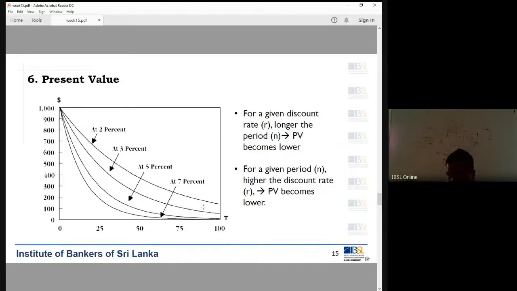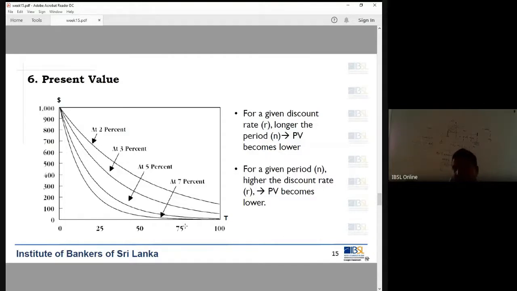On the other hand, for a given time period, let's say 50, the higher the discount rate, that means 2, 3, 5, and 7, so this is the highest rate, the lower the present value is going to be. So the visual explanation that I want to highlight here is that provided you have longer time periods and larger discount rates, your present value or the current value is going to be lower. That's fair, isn't that so?